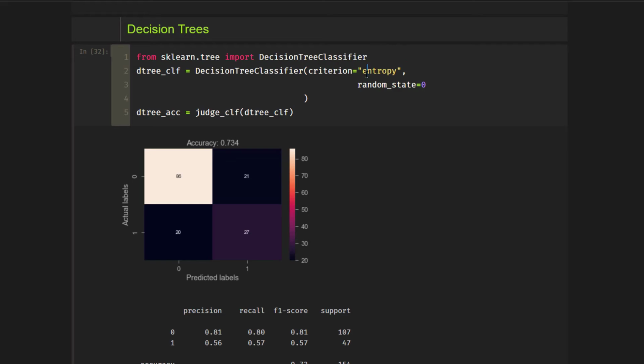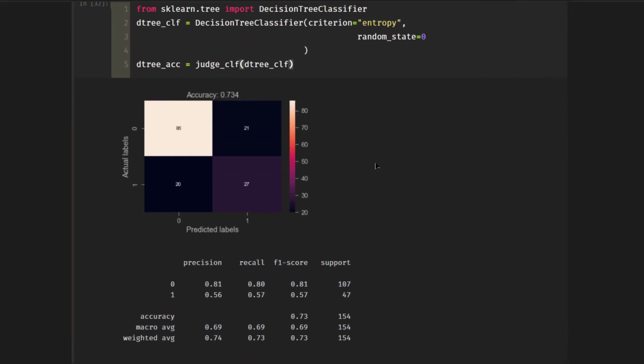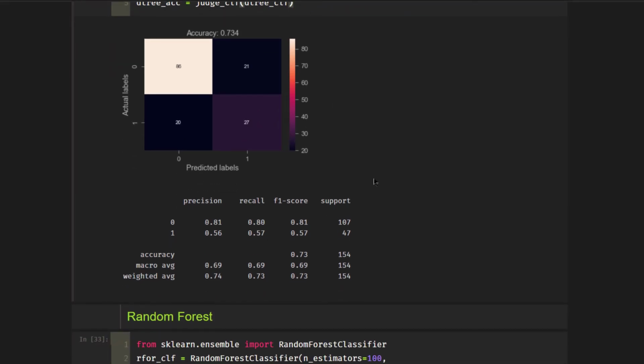Entropy is just a measure of randomness. You might already know this. And it actually performed poorly, to be honest. It is predicting the worst, right?